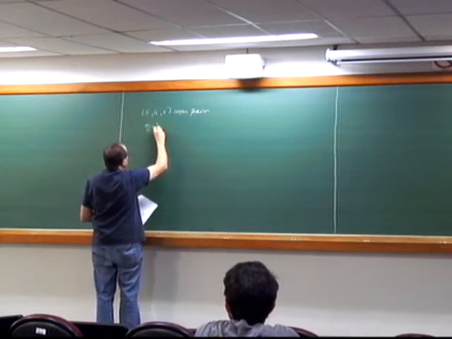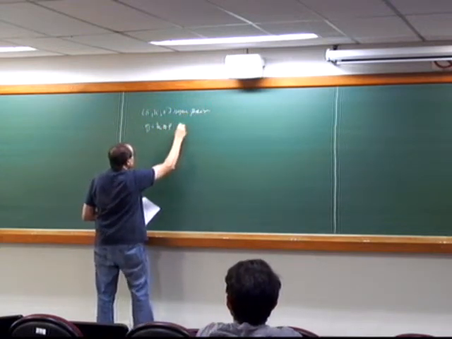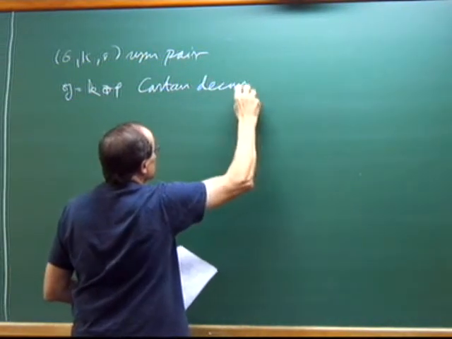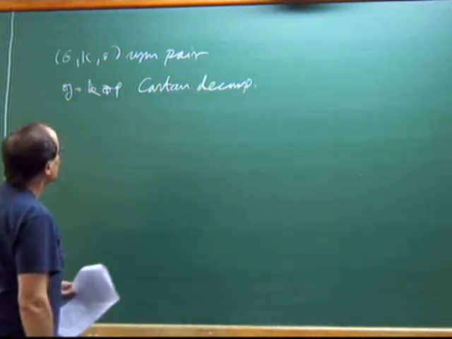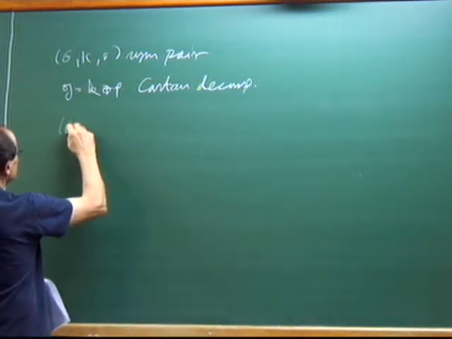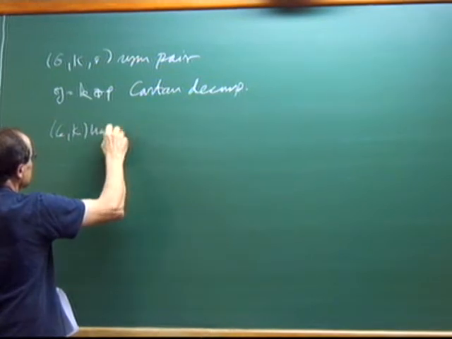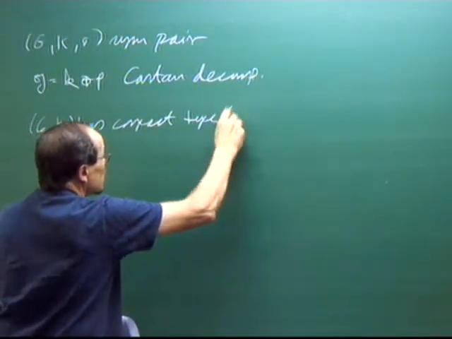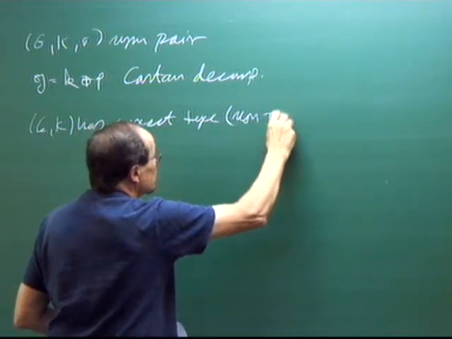G is equal to K plus P. That's our Cartan decomposition. And then we said that G/K has compact type, is practically non-compact type.